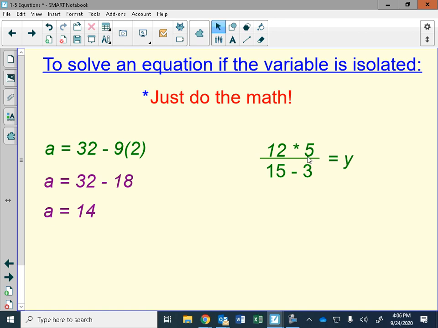Over on this one, remember, if you have a division bar like this, you need to do everything on top and everything on bottom before you divide. So the first thing we need to do on top, the only thing we need to do, is 12 times 5, and on bottom we need to do 15 minus 3. That gives us the result of 60 over 12 equals y. Well, 60 over 12 means 60 divided by 12. So that ends up with a solution of 5 is equal to y, or y is equal to 5.